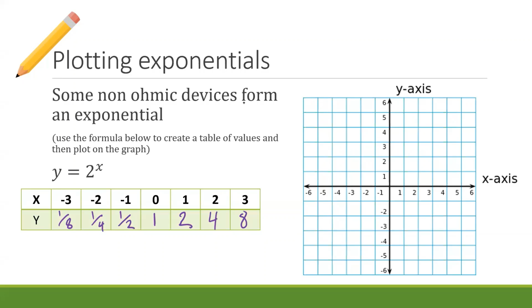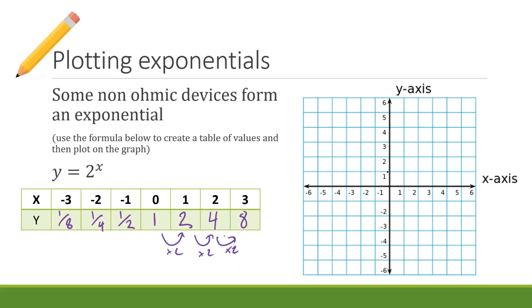Now, what's happening with this specific exponential graph is it's doubling. So 1 goes to 2, 2 goes to 4, and 4 goes to 8. These are all times 2s. It actually happens all the way back there. 2 eighths make a quarter, 2 quarters make a half, 2 halves make a whole.